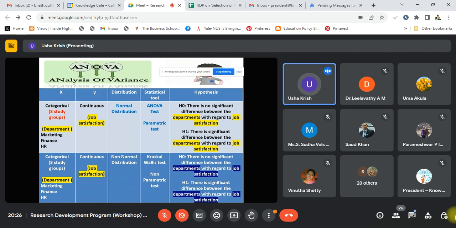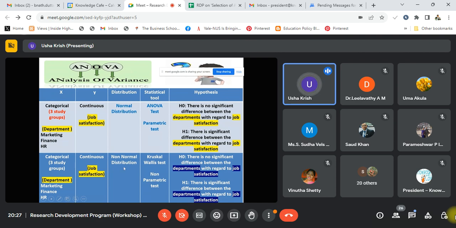So here I have taken 3 groups: X is categorical, Y is continuous, that is job satisfaction. The distribution is normal. So we are going to use the ANOVA test. And if you use ANOVA, how are you going to write the hypothesis? Same as t-test. The null hypothesis will be: there is no significant difference between the departments with regard to job satisfaction. And the alternative hypothesis will be: there is significant difference between the departments with regard to job satisfaction.